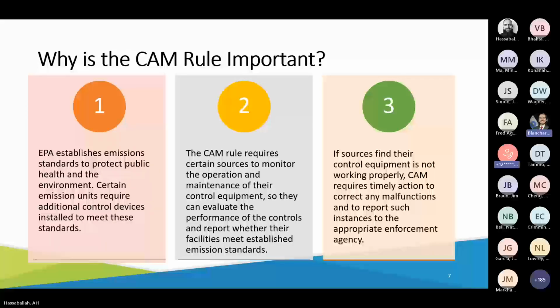As such, the CAM rule requires certain sources to monitor the operation and maintenance of these control equipment so that they can evaluate the performance of the controls and report back whether their facilities meet established emission standards or not. And finally, if sources find that their control equipment is not working properly or meeting these emission standards, the CAM rule requires timely action to correct any malfunctions and to report such instances to the appropriate enforcement agency.